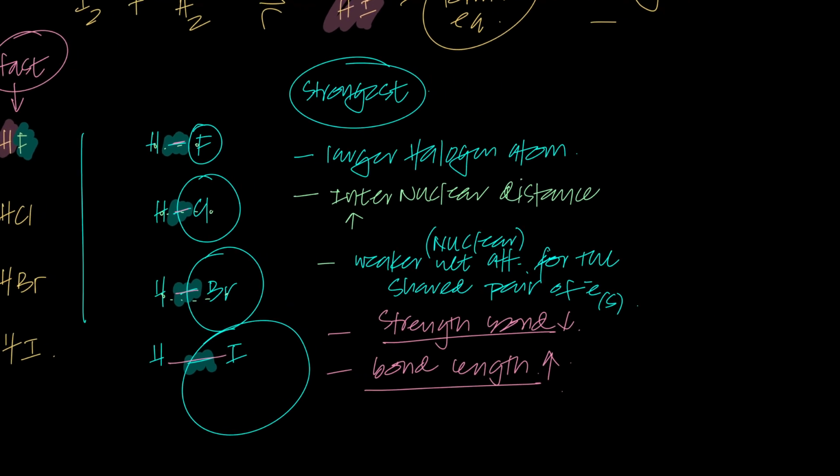And why does the bond length increase? If somebody were to ask you in 2 phrases why the bond strength decreases, you say the bond strength decreases down group 17 because the bond length increases. Okay, why does the bond length increase then? Well, you have a larger halogen atom, the internuclear distance increases between the 2 atoms, and this results in weaker nuclear attraction for the shared pair of electrons, and therefore the length of the bond obviously increases. Larger atom, right?